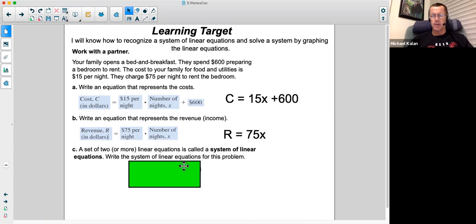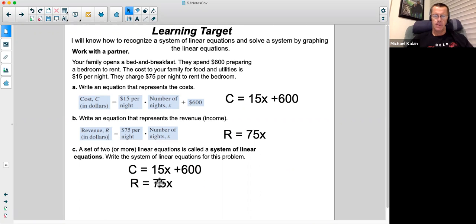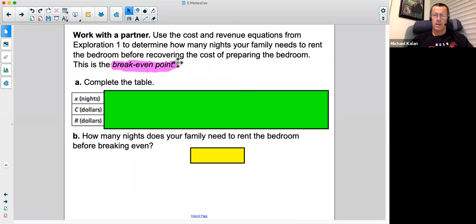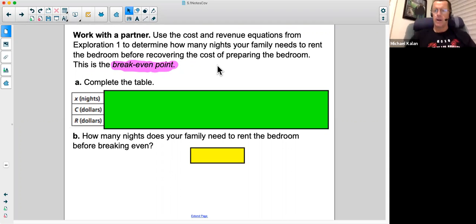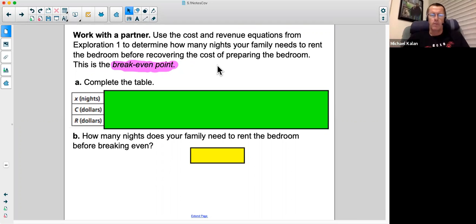Okay. So let's write this system of linear equations for this problem. I just basically transferred those down there. Okay, let's go to the next page. And you can, again, work with your friends, whether they're imaginary or not. And you're going to use the cost and revenue equations from exploration 1, that was back here, to determine how many nights your family needs to rent the bedroom before recovering the cost of preparing the bedroom. In other words, when do you not only get that $600 back, but it's your break-even point, okay?